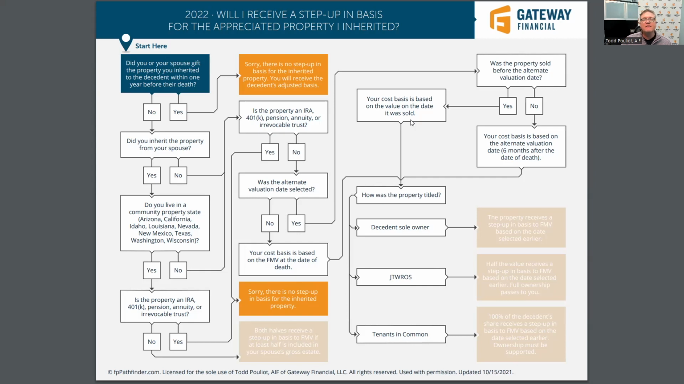That can mean a very large impact on the valuation date on the date it was sold. And again, if it was not, your cost basis is based on the alternate valuation six months after the date of death. So that's important. Now, this is also radically important that most people miss. A lot of attorneys I've seen make mistakes on this. A lot of financial advisors I've seen make mistakes on this, and we really need to understand.